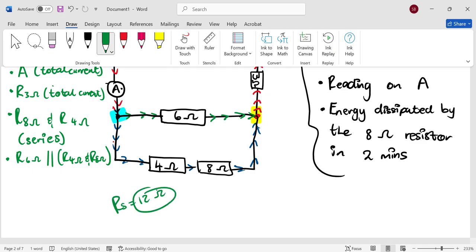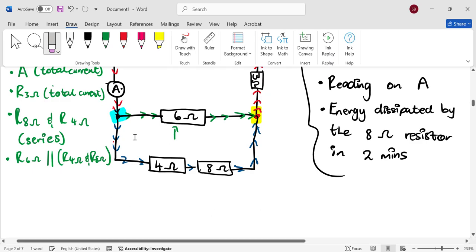And since 12 is parallel to the 6, I then use the 1 over RP equation. And then let's say I get a value of RP being 8 ohms, right? So that 8 ohms, by the way, it's not going to be 8 ohms. I'll tell you why. So that particular value will then be in series with the 3 ohm resistor. Why? Let me show you. Let me quickly draw a little diagram for you to notice what I mean.